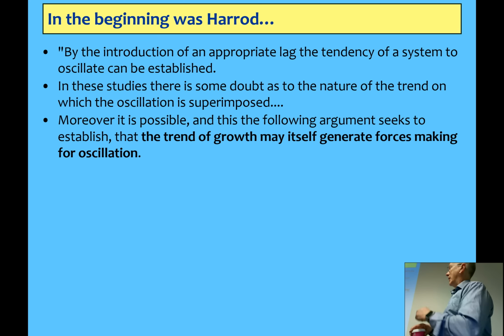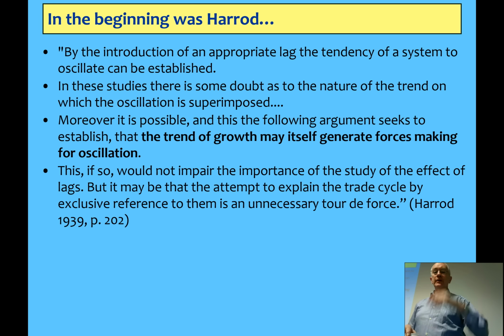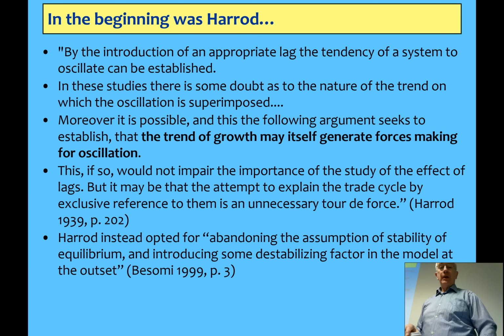So what Harrod argued instead is the trend of growth may itself generate forces making for oscillation. In other words, the cyclical imperative may come out of the growth imperative. They're not separate. And so he says it's an unnecessary tour de force to try to explain the trade cycle just by using lags. You should also be looking at the internal dynamics. So he said, let's abandon the assumption of the stability of equilibrium and introduce some destabilising factor into the model at the outset. Now that's Besomi summarising what Harrod did.